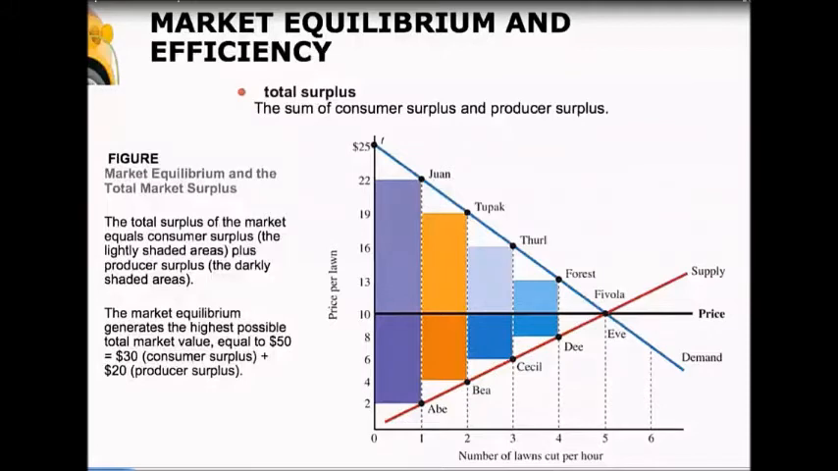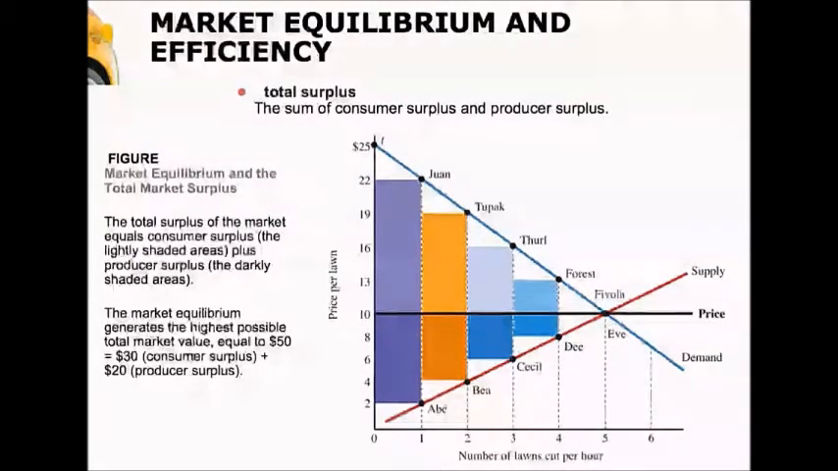And remember, we can look at one person on the demand curve, say that's Juan, and Juan is willing to pay $22 to get his lawn mowed. We can look at Forrest, and Forrest is willing to pay $13 to get his lawn mowed. We can look on the supply curve, and Abe is willing to mow a lawn for $2, whereas D is willing to mow a lawn for $8 and not less.